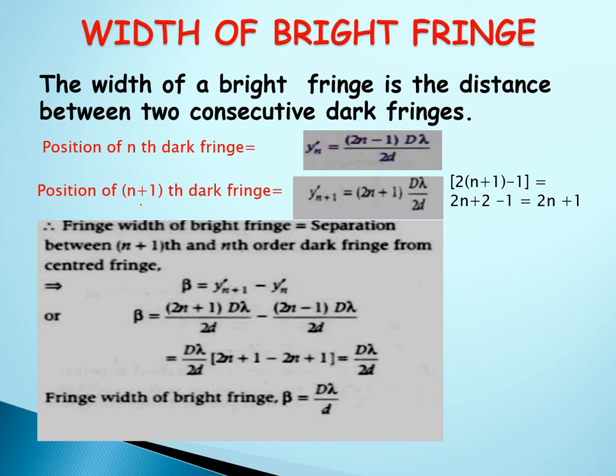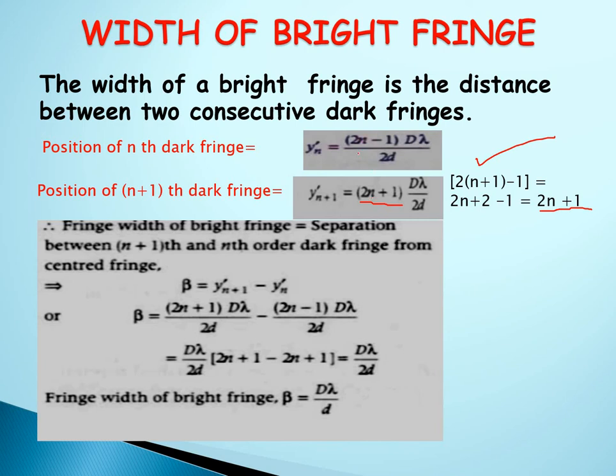Position of the (n plus 1)th dark fringe, which means in the place of n you have to substitute n plus 1. So I have written the calculation here, in square brackets, because there are two brackets coming: 2 into, in the place of n what should you substitute? n plus 1 minus 1. So you open up the bracket, 2n plus 2 minus 1. It will end up as 2n plus 1. That is how we are getting 2n plus 1 here. Don't get confused that we have used both the equations.